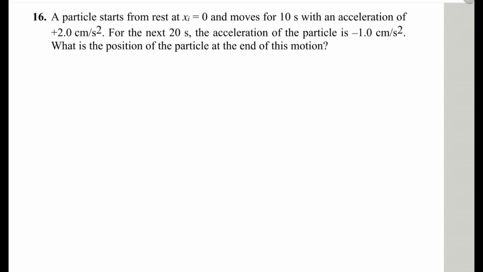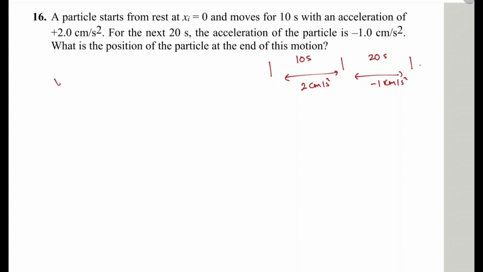Now let's split this question into two steps. The first step: a particle moving from rest at position equal to 0 with acceleration equal to 2 centimeters per second square, and the time interval is 10 seconds. The time interval for this first part is 10 seconds, and the acceleration is 2 centimeters per second square. Now for the second part of the question, for 20 seconds the acceleration becomes minus 1 centimeter per second square.